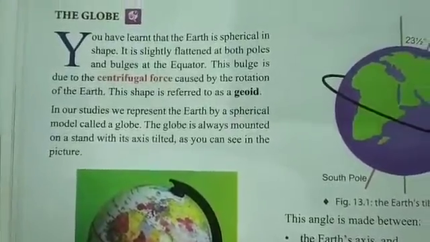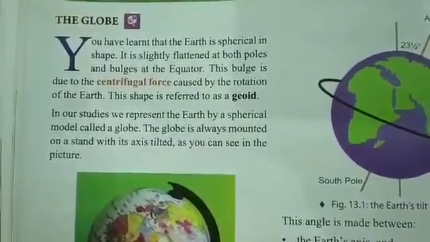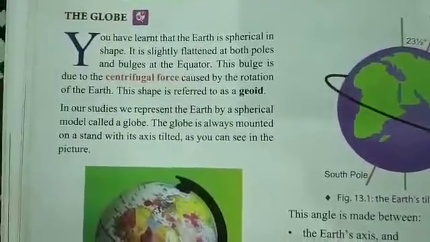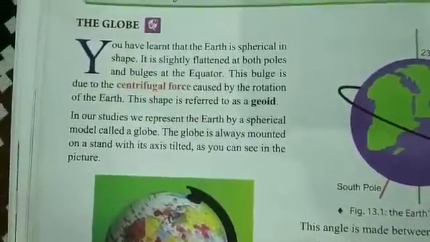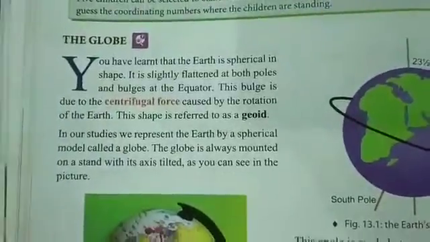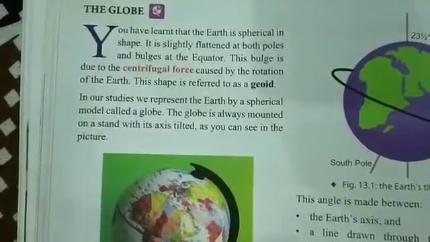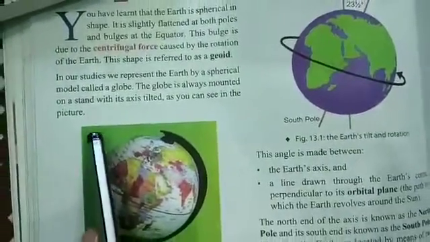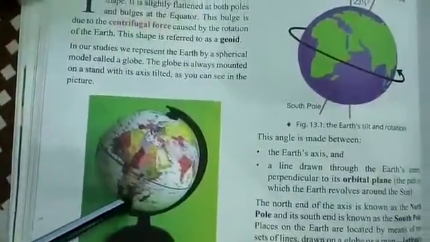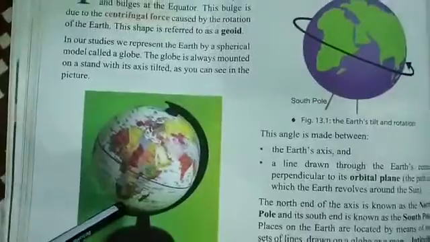Now, in our studies, we represent the Earth by a spherical model called a globe. Now, the globe is always mounted on a stand with its axis tilted, as you can see in the picture. Whenever we look at the globe, we see that it is mounted on a stand and tilted on its axis.